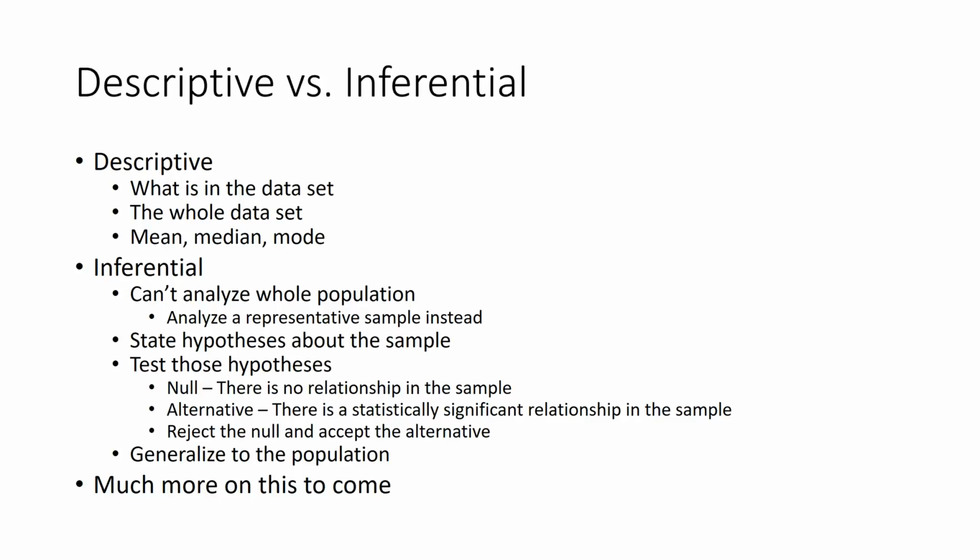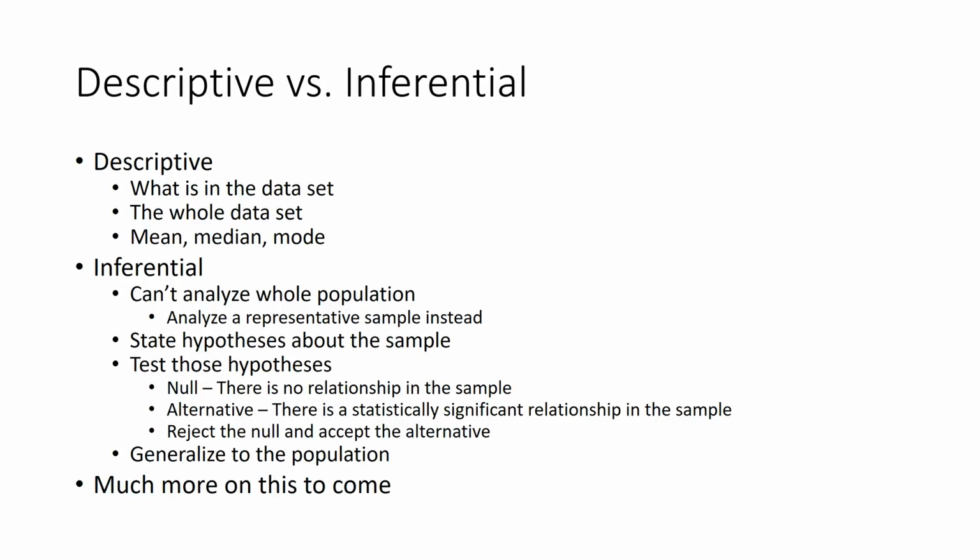So we have to reject the null hypothesis. And in rejecting the null hypothesis, that allows us to accept the alternative hypothesis that there is, in fact, a statistically significant relationship between variable A and variable B. Once we're able to support that in the sample, we can then try to generalize that back to the population, assuming the sample does a good job of representing the population.